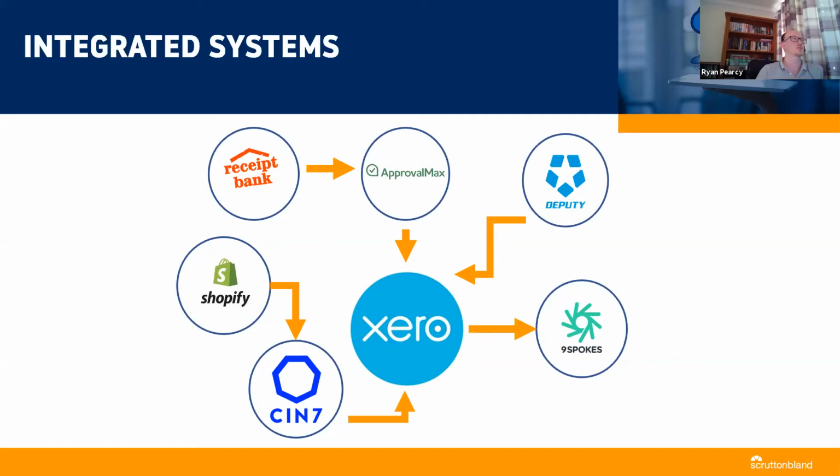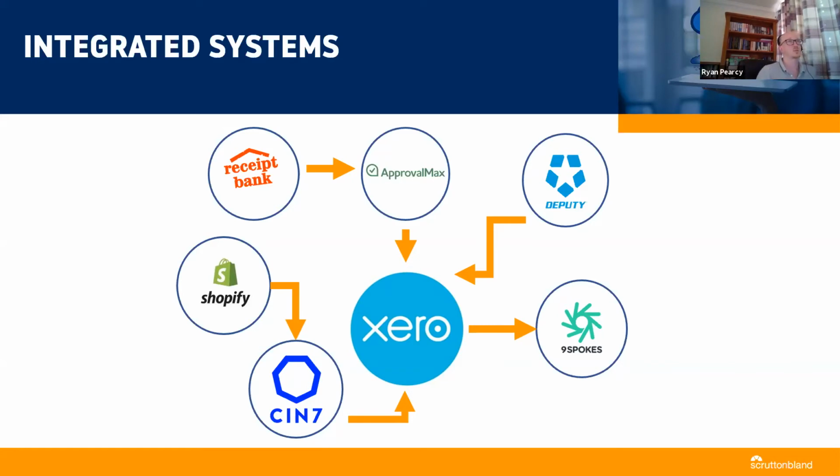Receipt Bank is the tool that captures your purchase or expenses, and then Approval Max is basically a tool that, if you are a bigger business that's got multiple people and they're dispersed, works very well in distributing those expense invoices to key people that can approve them. This works very well in project management, especially if you've got people that are doing the procurement, but you want oversight into what they're buying.